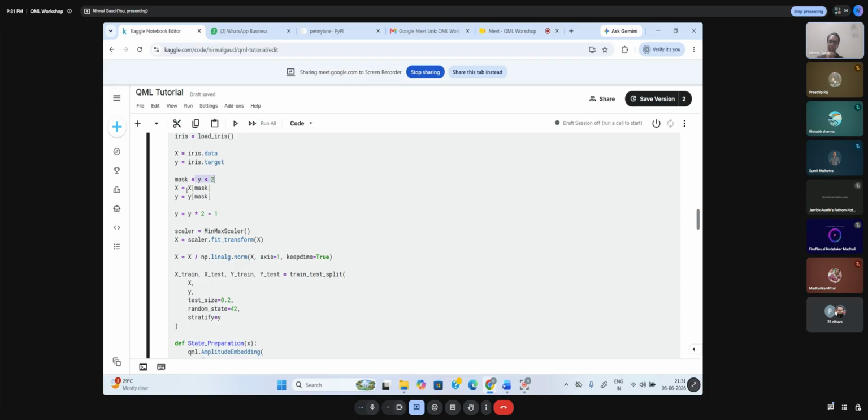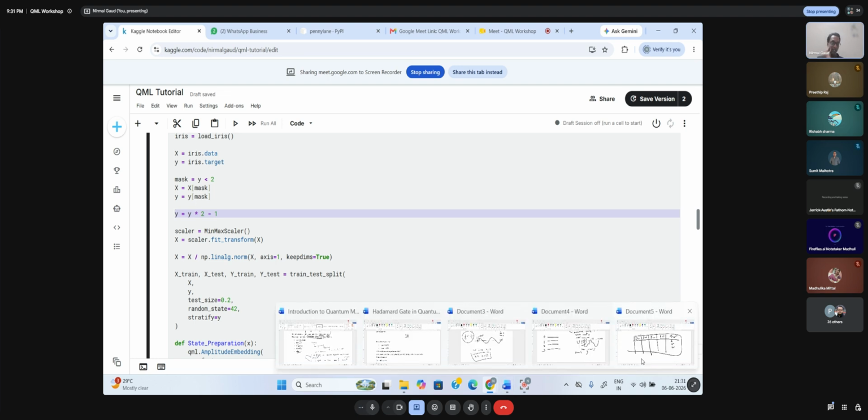X mask means take one feature of x and take the target. Y is y squared minus 1. What is y? If you take a value less than 2, let's say 1, 1 squared is 1, and 1 minus 1 is 0. So let's consider only one feature. One more thing I just want to clear up.